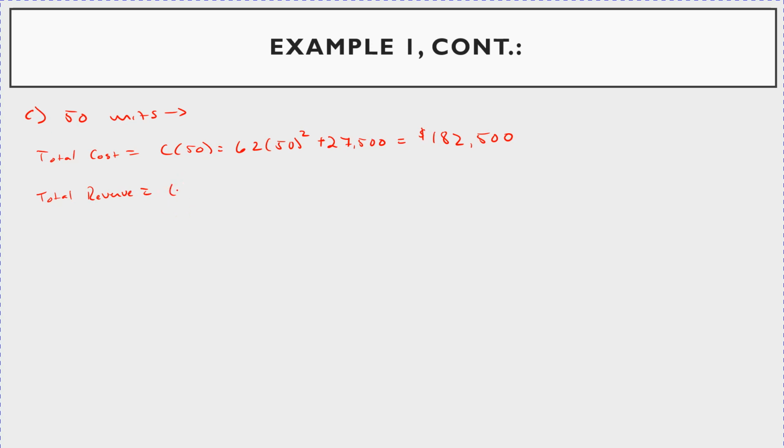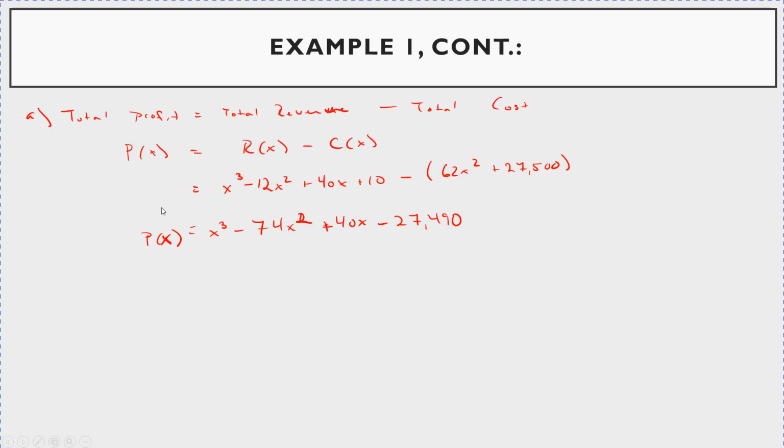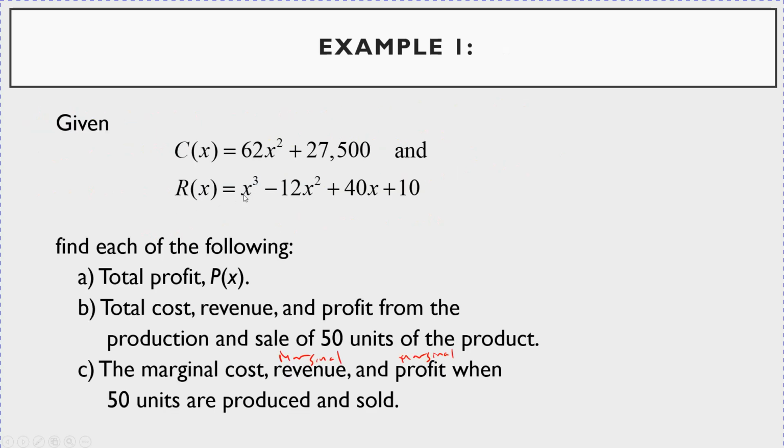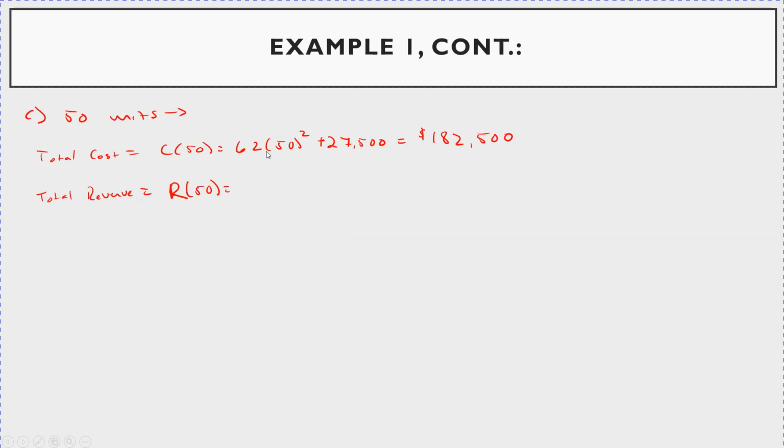The total revenue they're going to bring in, well, that's the revenue function evaluated at 50. So going back, what's our revenue function? It's this, so I'm going to plug 50 in for this, just how I plugged 50 into the cost function here. So it's 50 cubed minus 12 times 50 squared plus 40 times 50 plus 10, and it looks like they'll bring in $97,010, just working this out a little bit.